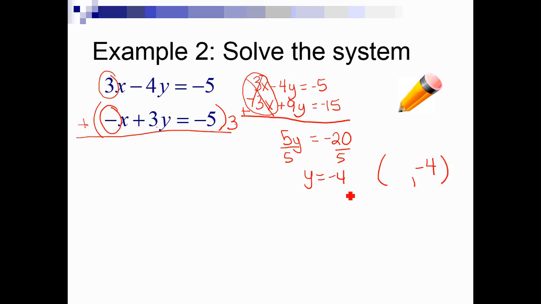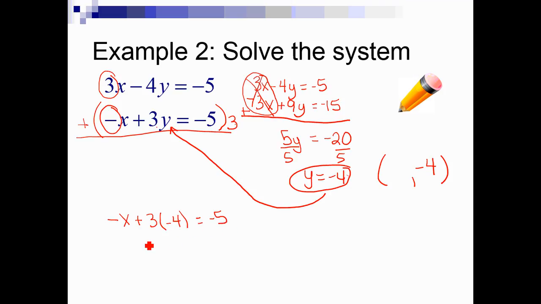Well, what about the x? Well, you just take that y value and plug it into your favorite equation, like we were doing before. So I think I'm going to go to the bottom one here, the way it started. It was negative x plus 3 times y, which we now know is negative 4, had to equal negative 5. So I'd have negative x minus 12 equals negative 5, adding 12. So I'd have negative x equals 7. So x would be negative 7. There we go. So I'm going to go ahead and say that my intersection point is negative 7, negative 4.